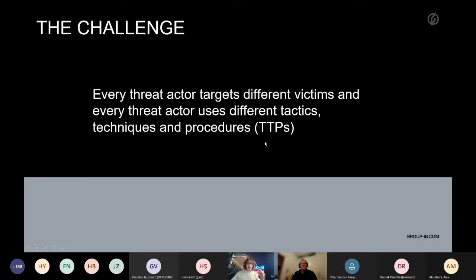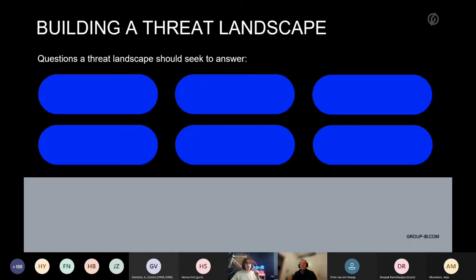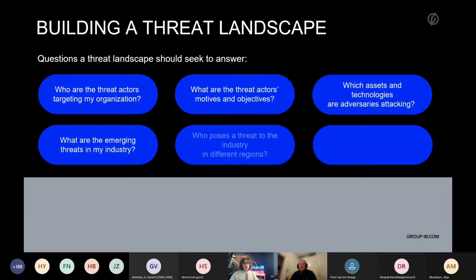Now, the challenge is, of course, that every threat actor targets different victims, and every threat actor uses different tactics, techniques, and procedures. The challenge for us is, which threat actors should I monitor to protect my business? And this is where building a threat landscape comes in. Your threat landscape should aim to answer about 6 questions. Who are the threat actors targeting my organization today? Which are the things I need to be looking out for? What are those threat actors trying to do? Are they trying to get access to intellectual property? Are they trying to get a hold of personnel or customer personal details? Or are they trying to steal payment card information to commit fraud?